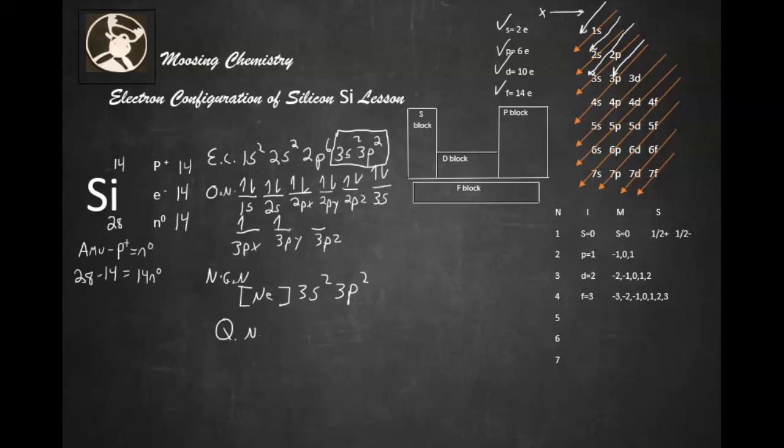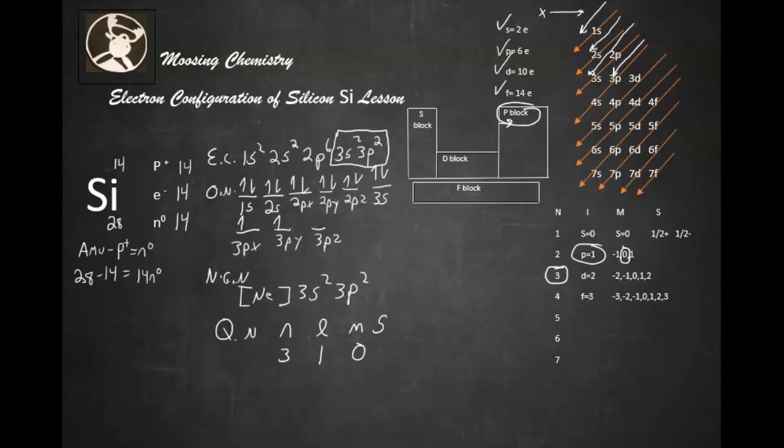Now, what about our quantum notation, our last one? There are 4 quantum numbers: n, l, m, and s. Looking at the periodic table, you see that silicon is in the 3rd period, so the principal number is going to be 3. Silicon also happens to be in the P block, so that gives us an l value of 1. Silicon happens to be the 2nd element over in the P block, so that tells us the m value is going to be 0.